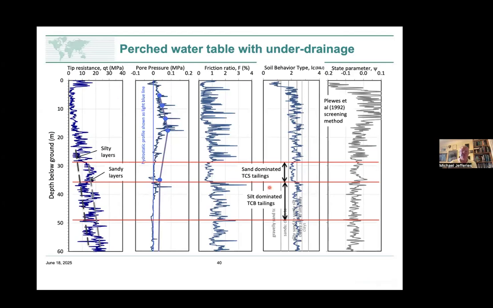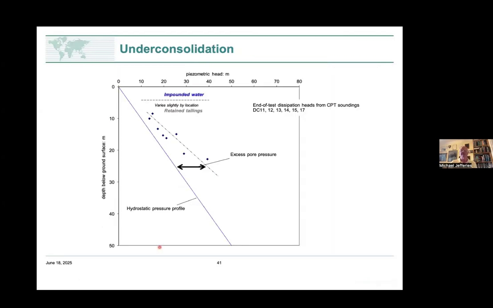And here's an example. There in blue are my dissipation tests, and you can see we've got ourselves a perched water table here, and I've got myself severe under drainage down here. This is a different thing. This was in Guatemala, where we had very rapid placement of slimes tailings. And when we do dissipation tests, the pore pressures are well above hydrostatic. The stuff is not fully consolidated yet and is still consolidating down.